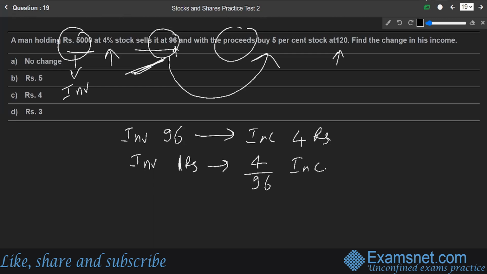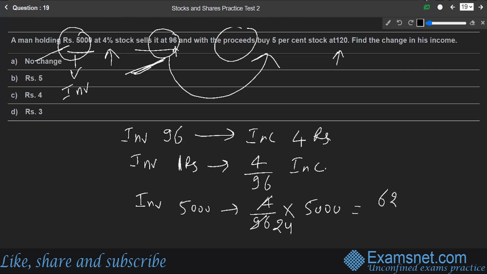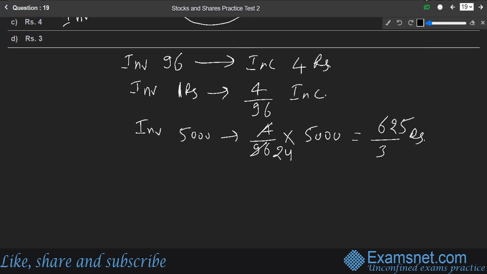How much are you investing? You are investing 5,000 rupees. So if you invest 5,000 rupees, how much is the income that you're going to receive? Obviously multiplied by 5,000, simple unitary method. If you solve this further, 5,000 divided by 24 gives you, let us write not in the decimal form, rather in the simplest fraction form, that is 625 by 3 rupees. So this much will be the income that he earns in the first case.